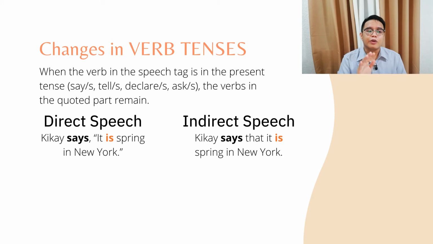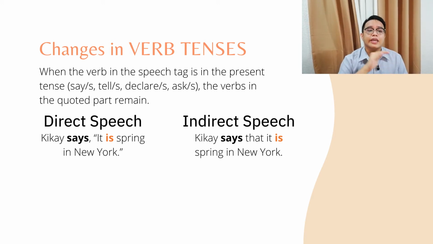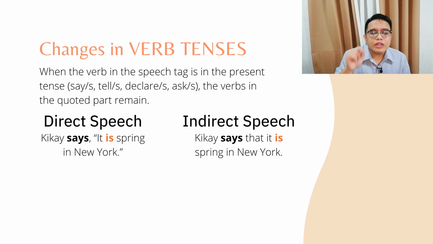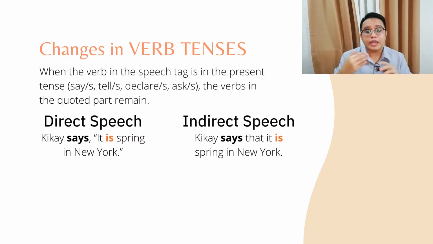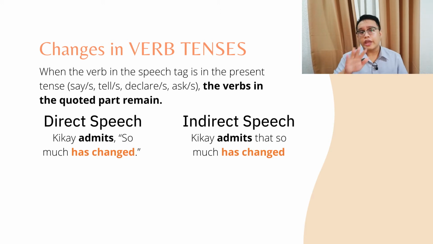So, here for example, direct speech says, Kikay says it is spring in New York. Sa indirect speech, kay says man ang ato ang speech tag, we do not have to change the verb in the direct speech. So mahimo siyang Kikay says it is spring in New York. Dili siya mausab. Okay? If ang speech tag is also in present tense.